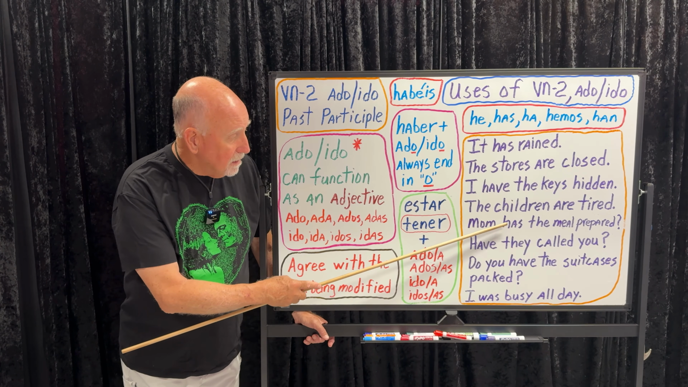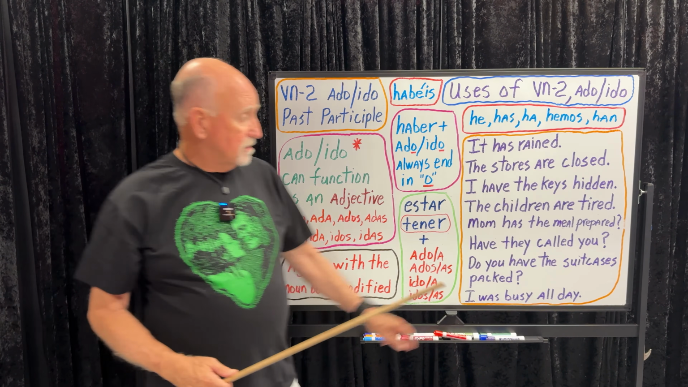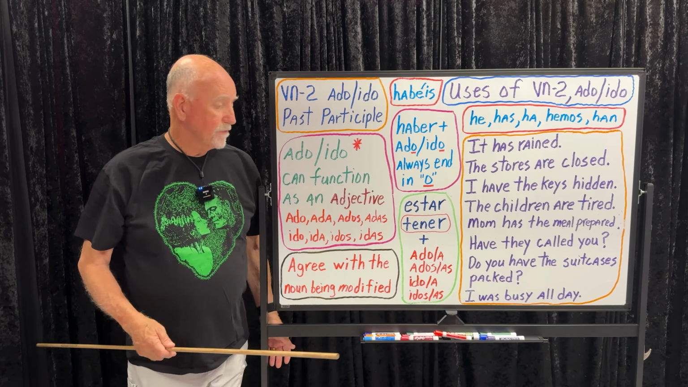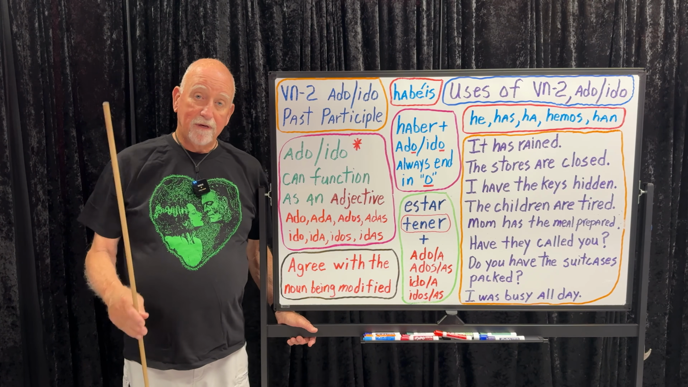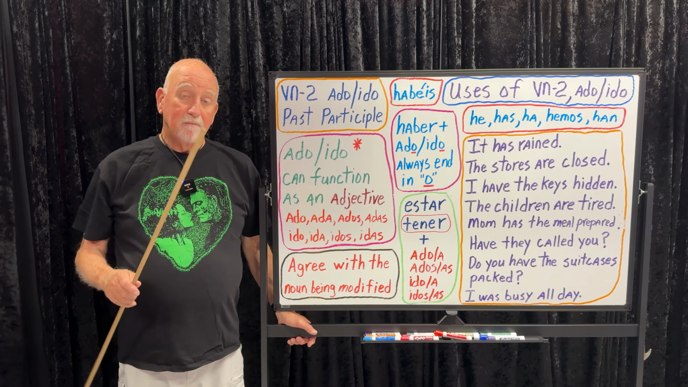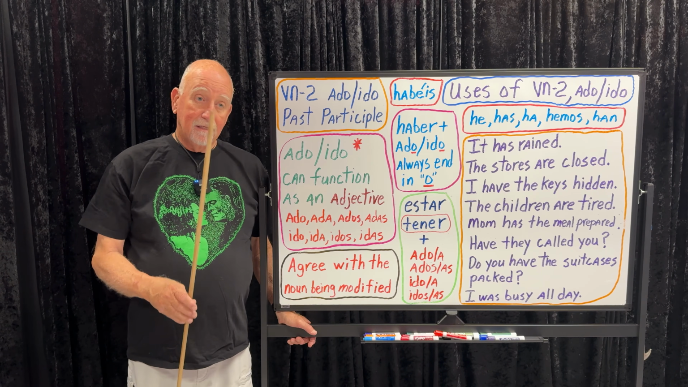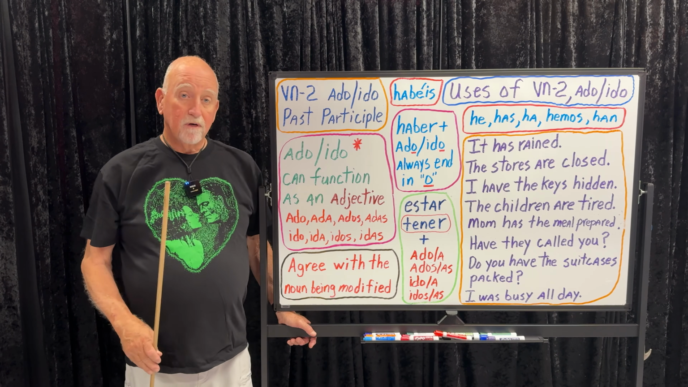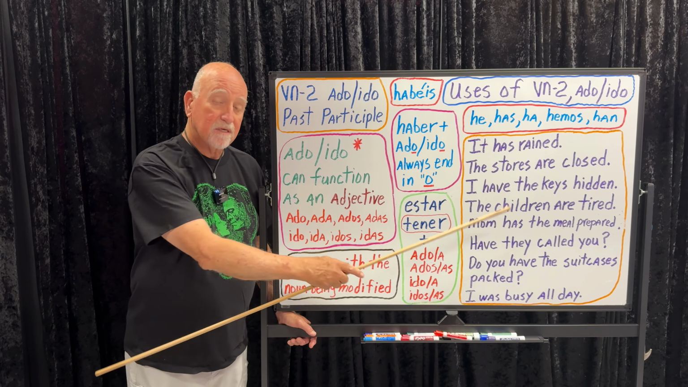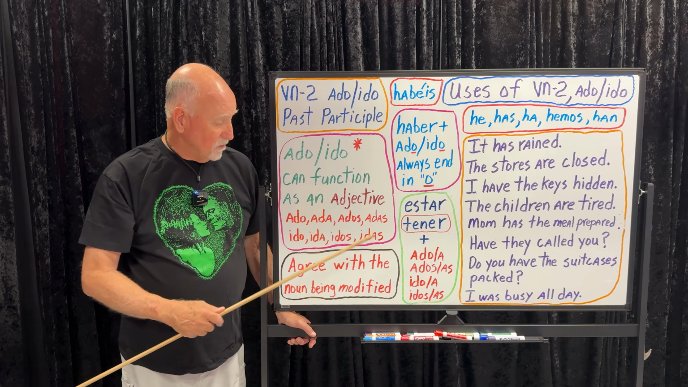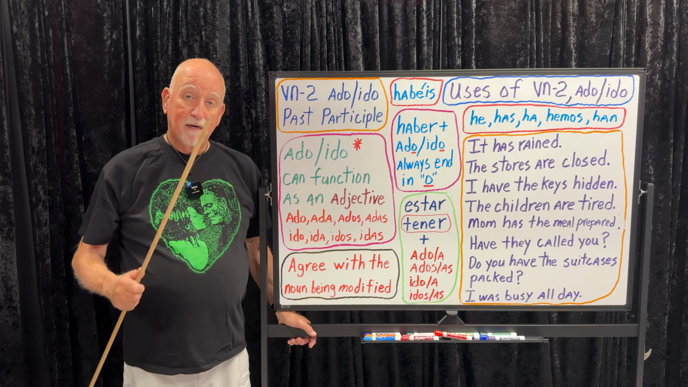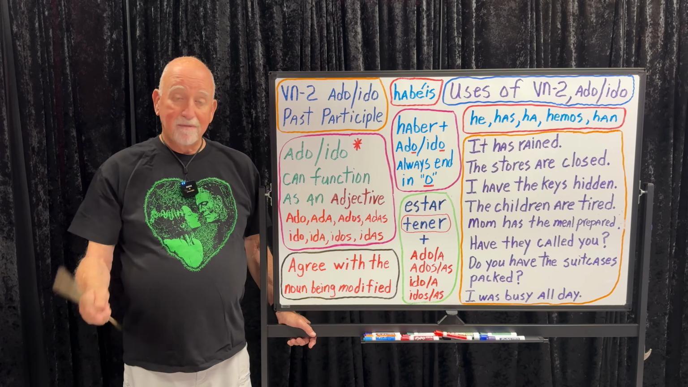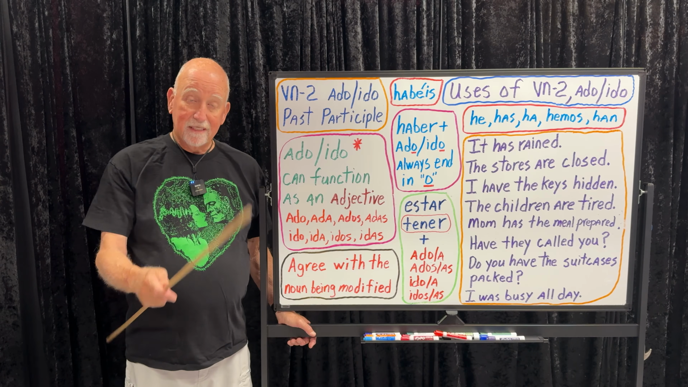Mom has the meal prepared. Okay, let's do this. Mom has the meal prepared. I just erased the question mark. It would be mamá tiene, she has. What's the noun? La comida. Mamá tiene la comida prepared. Well, prepared would be preparado, but it must agree back to la comida. So it has to be preparada. Mamá tiene la comida preparada. Dad has the bills paid, or mom has the bills paid. Mamá tiene las cuentas pagadas.